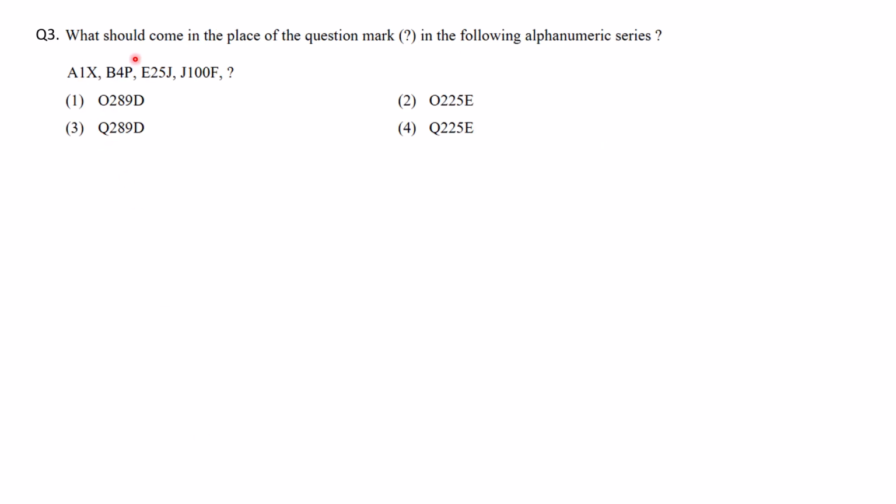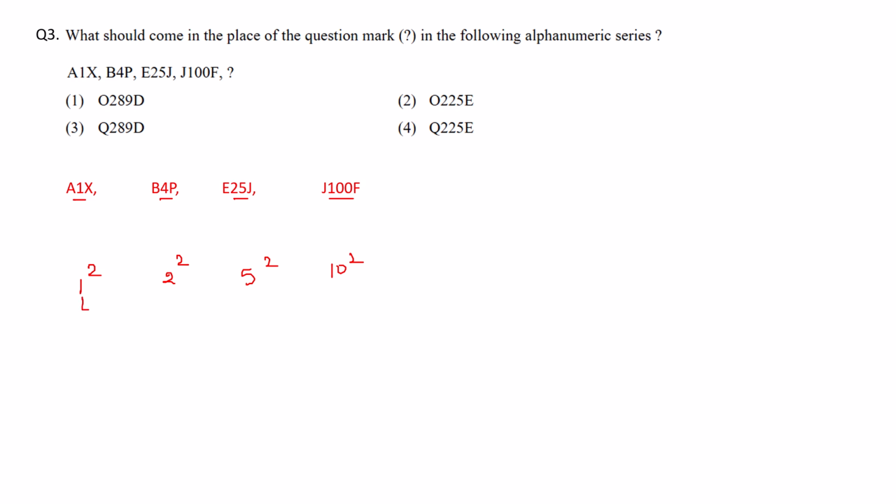Now question number 3, what should come in place of the question mark in the following alphanumerical series? So this is the series given. Now if you focus on the series carefully, see the numbers. If you see these numbers 1, 4, 25 and 100, they all are perfect square numbers, isn't it? 1 is a square of 1, 4 is a square of 2, 25 is a square of 5 and 100 is a square of 10.